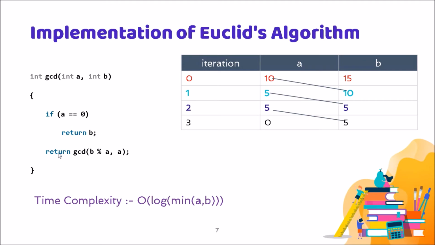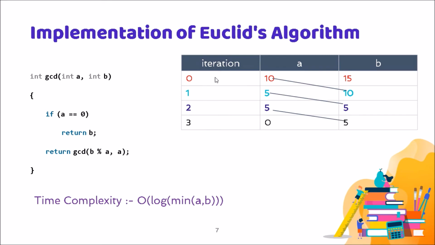In the other case, it calls the function recursively, changing a to b mod a and changing b to a. In the base case, it returns the value. The time complexity of this algorithm is O(log of minimum of a, b). So let's iterate through this algorithm.